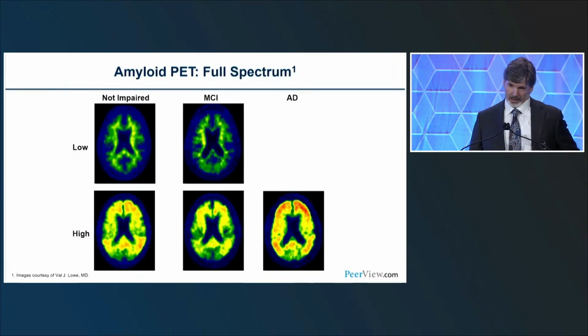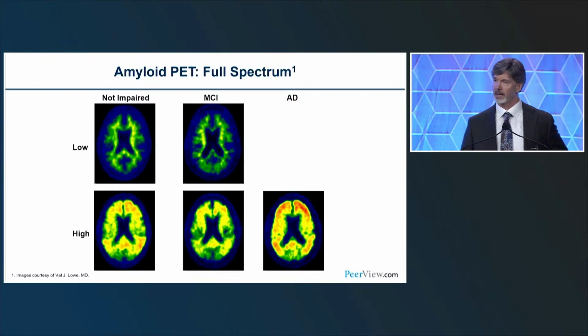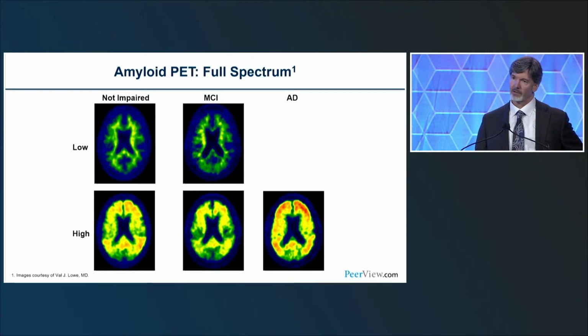Now, how do we read a PET scan? These are groups of people, left to right, not impaired, MCI, and AD, and you're going to see a variety of PET scans in the first two groups. Hopefully not as much variety in the last, but sadly you do sometimes.